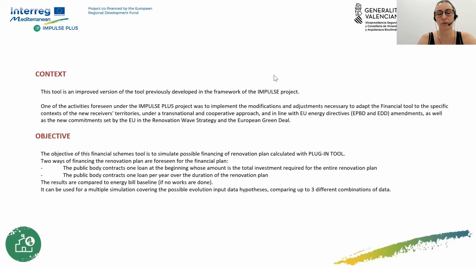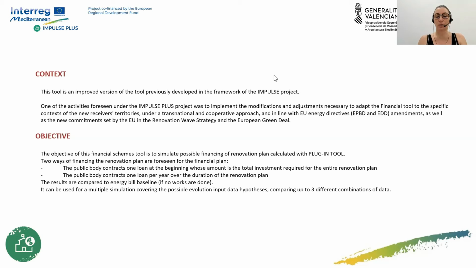We are assessing two different ways of financing this plan. The first is that a public body contracts one loan at the beginning of the renovation plan for the total amount of the investment required for the implementation of this plan. And the other possibility is that a public body contracts one loan per year over the duration of this renovation plan. The results of these two schemes of financing are compared to the energy bill baseline. That's the case if no works are done.